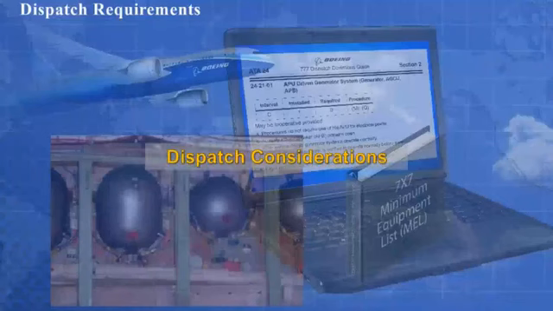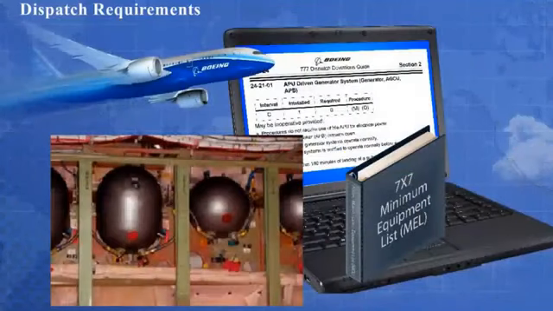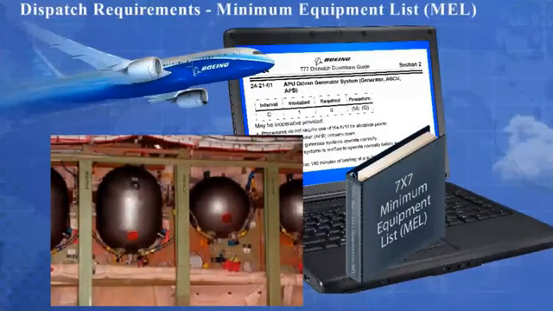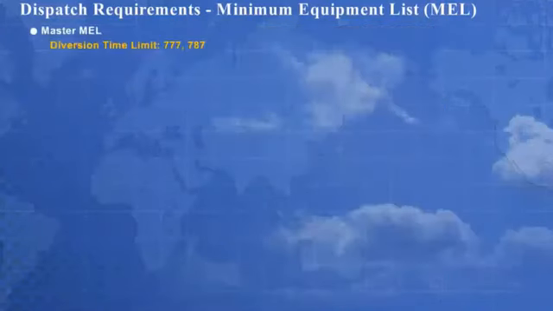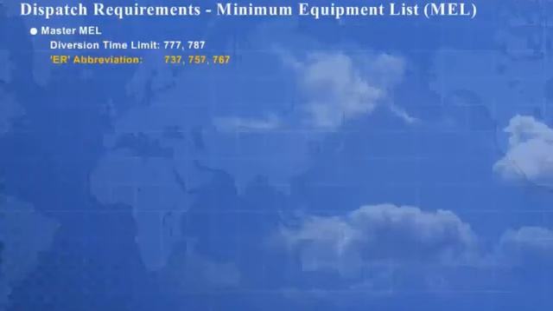Dispatch considerations. Let us consider the dispatch requirements for ETOPS. Each airline's minimum equipment list, or MEL, must specifically identify ETOPS unique dispatch items. The FAA Master MEL identifies ETOPS restrictions with either a diversion time limit or by using the abbreviation ER.